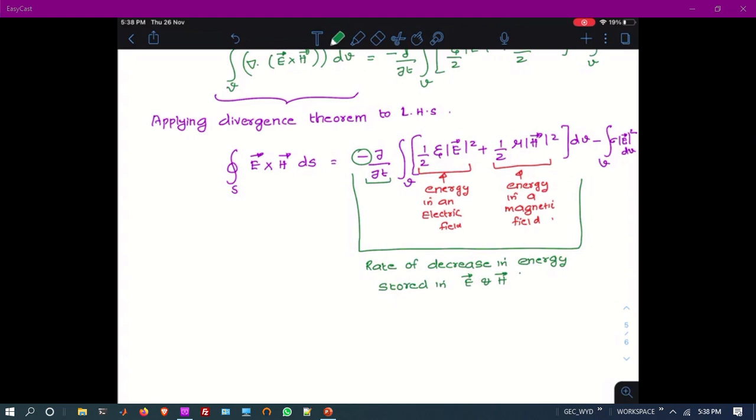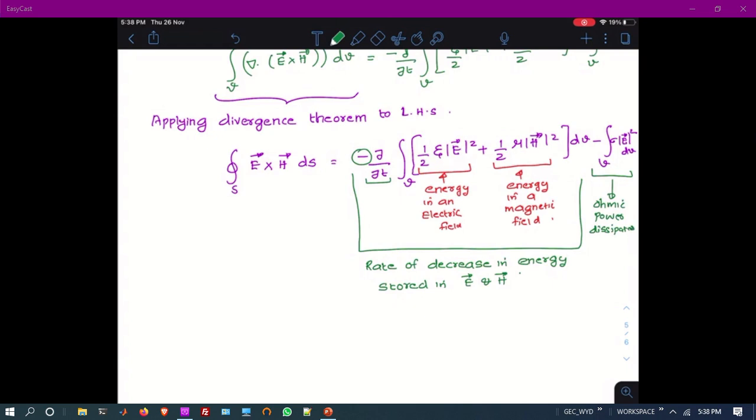Okay, how? Because 1 by 2 epsilon mod E square is energy in an electric field, 1 by 2 mu mod H square is energy in a magnetic field. Now when I do dou by dou t, you are actually finding out the rate of change of energy. Since there is a minus sign also, we say that it is the rate of decrease in energy stored in electric and magnetic field per unit volume. Okay, and this one is actually ohmic power dissipated, because as per Ohm's law, J is equal to sigma E, and sigma E square is the power dissipation, basically because of some resistance.